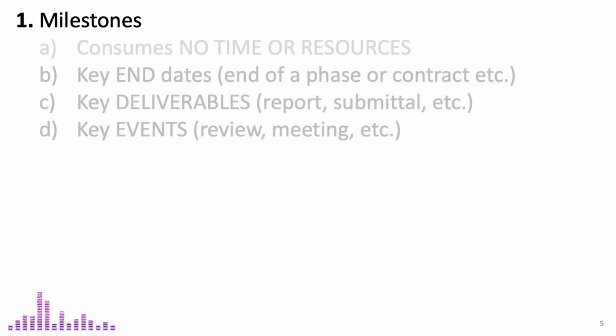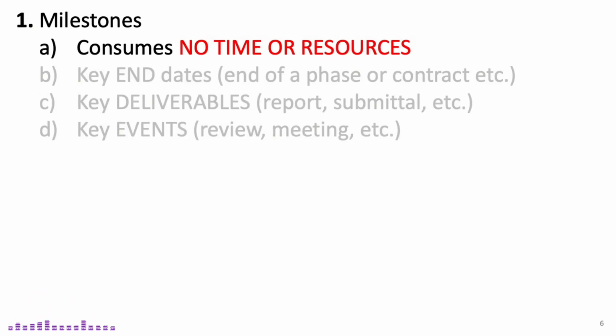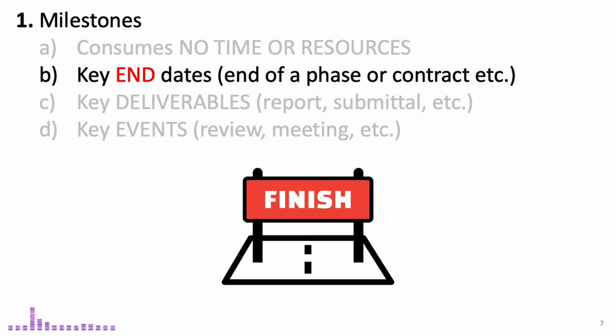Let's start with milestones. They are activities that don't require time or resources. Instead, they serve as markers for important moments in the project timeline. In construction, milestones often correspond to key end dates, such as the completion of a phase of the project or the end of a major contract. For example, finishing the foundation work or completing the framing could be considered milestones in the schedule.